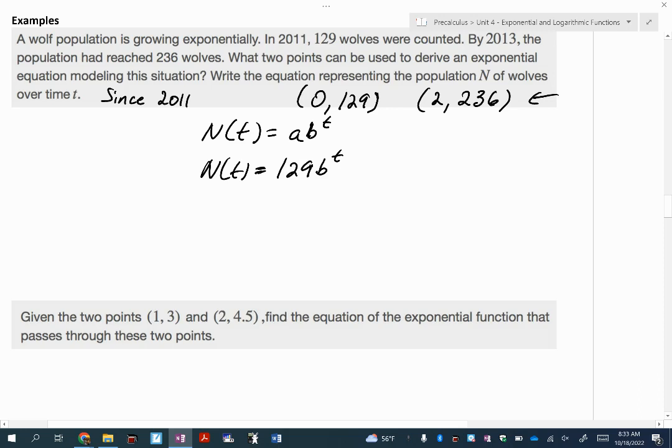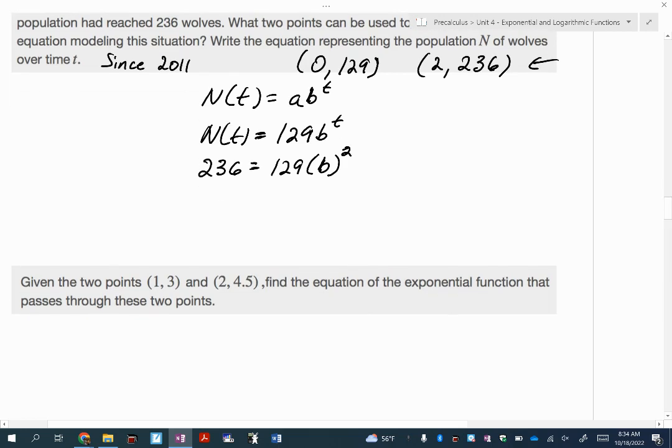All right, so I'm going to plug in 236, that's the number of wolves 2 years from now, equals 129 times b, I don't know what b is, raised to the t power, which is 2, right, 2 years from now. So this is, I can solve this. Divide that 129 over there. So we get divide 129, right? And then I'm going to take the square root, right? Because I don't want b squared, I want b.